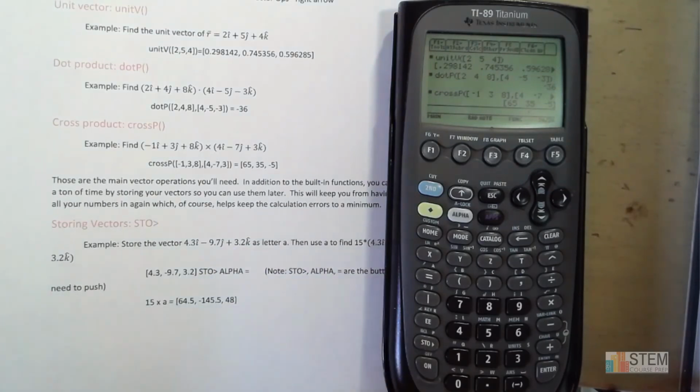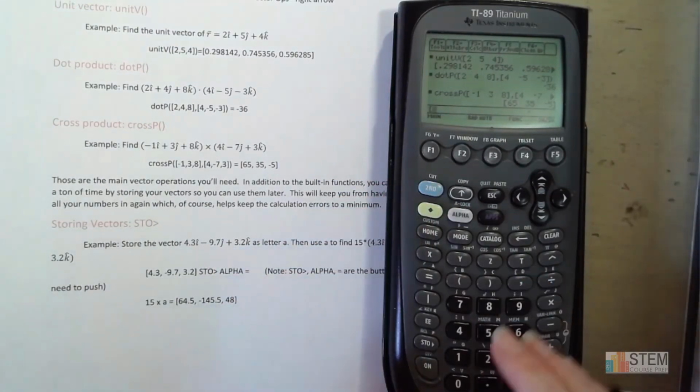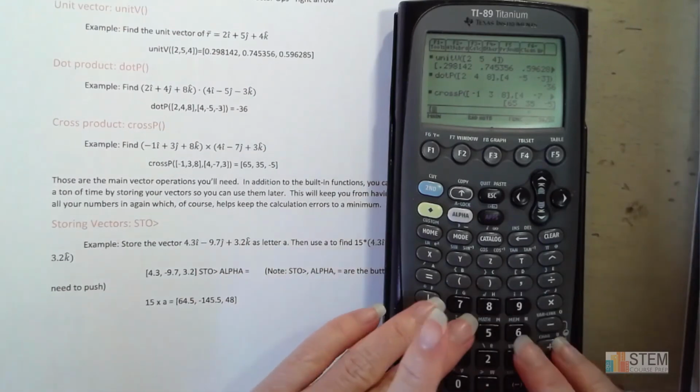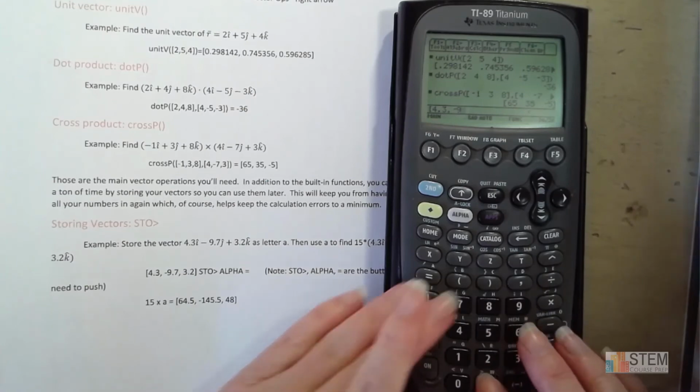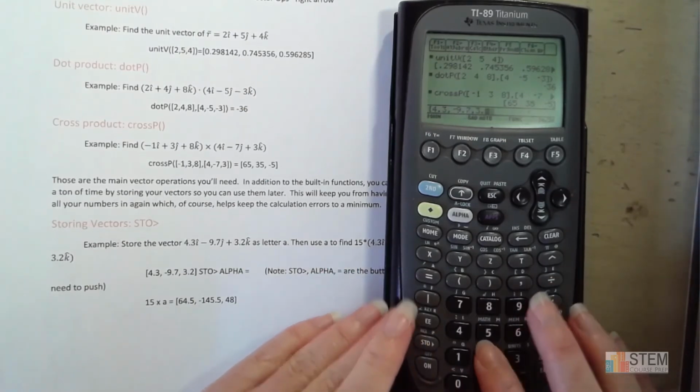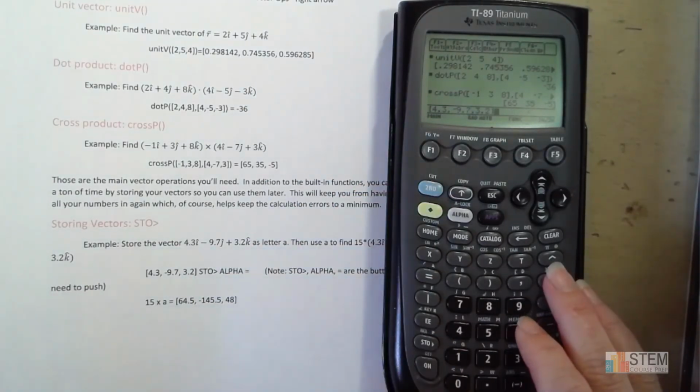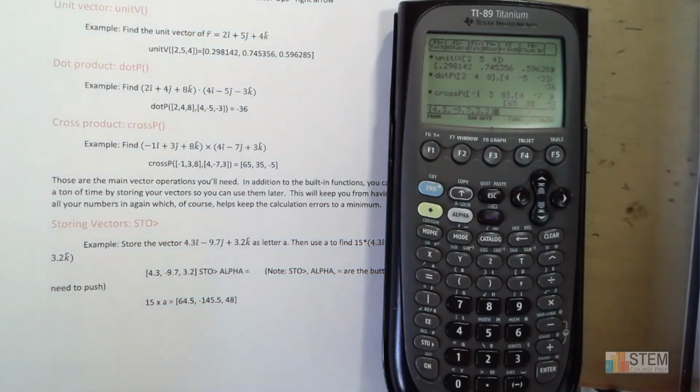So I'm going to store this vector right here as the letter A. Okay, now the way we're going to do that, let's type out the vector. So put your bracket, 4.3, comma, negative 9.7, comma, 3.2. Okay, so I've got the vector there. Now I want to save this as A so I can use it later on for a calculation I've got coming up later in my problem. So what I'm going to do, instead of just hitting enter, I'm going to go to this little STO arrow key that stands for store, and I'm going to hit that.